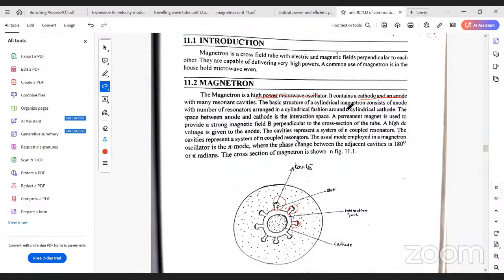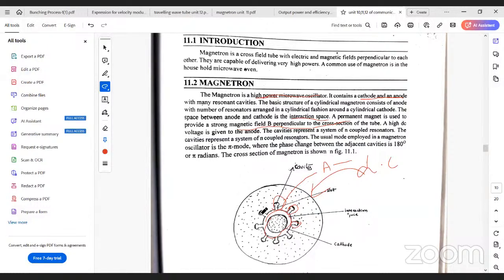The basic structure of the cylindrical cavity consists of an anode with a number of resonators. Outside part is anode, inside part is cathode. The gap between the anode and cathode is called interaction space. Here, permanent magnets are used to produce the magnetic field, perpendicular to the tube. A high DC voltage is applied across the anode.